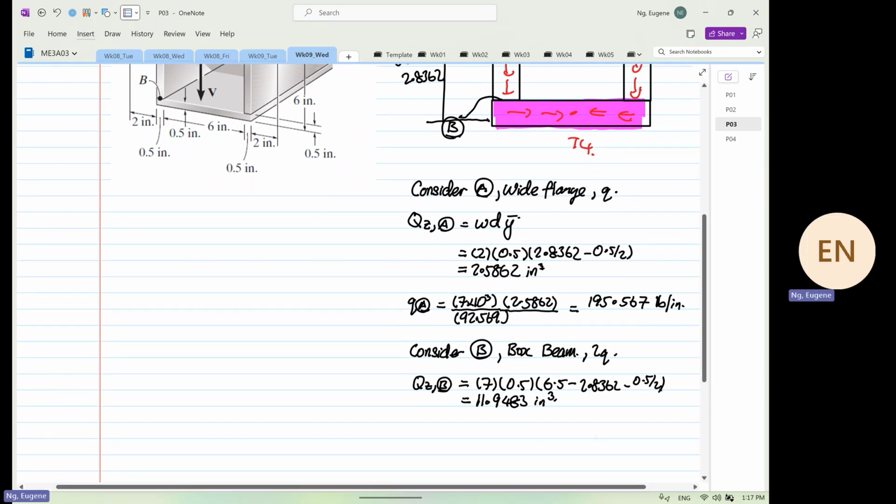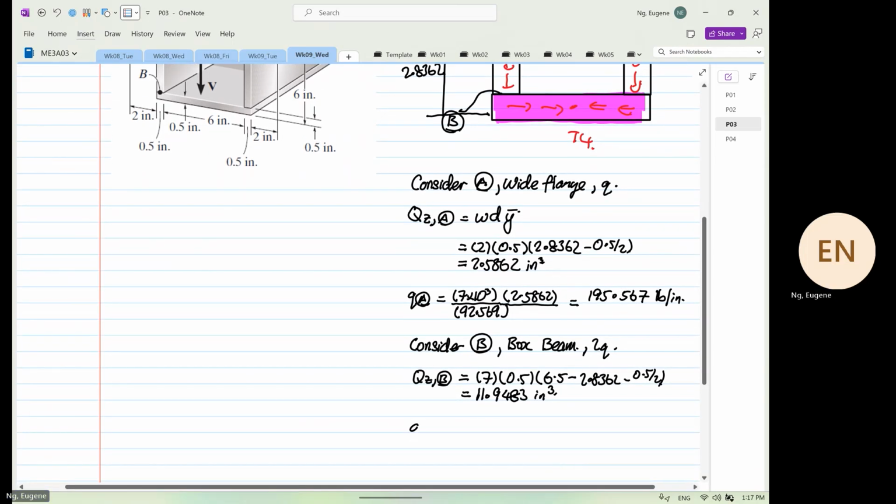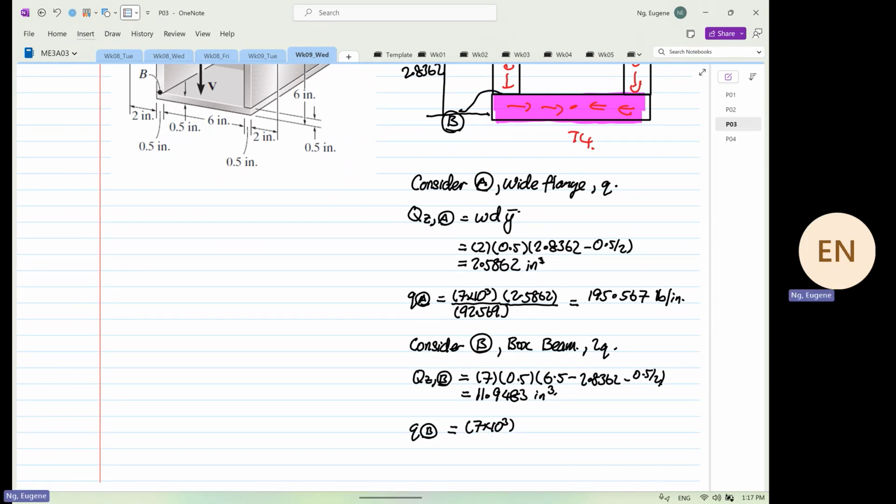And then finally, your shear flow at B is equal to 7 times 10 to the power 3, times 11.9483, divided by 92.569, and you have to divide by 2 because it's a box beam. 10 to the power 3 times 11.9483 divided by 92.569 divided by 2 is equal to 451.76 pound per inch.